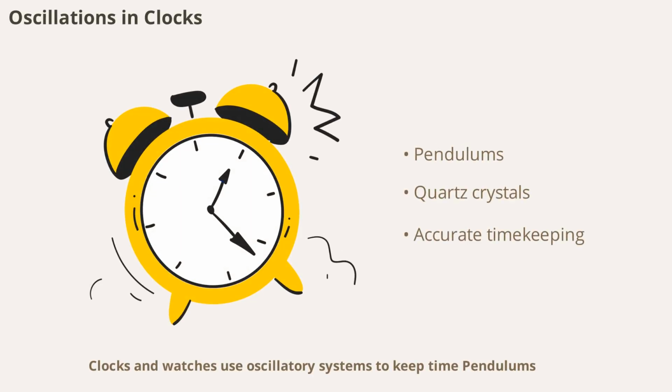Clocks and watches use oscillatory systems to keep time. Pendulums, balance wheels, and quartz crystals all rely on regular oscillations to measure seconds, minutes, and hours. The precision of these oscillations determines the accuracy of the timekeeping device, making them essential in our daily lives.